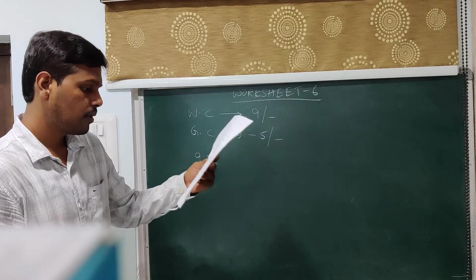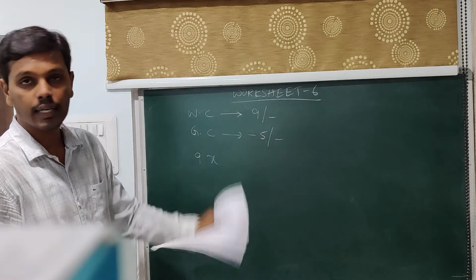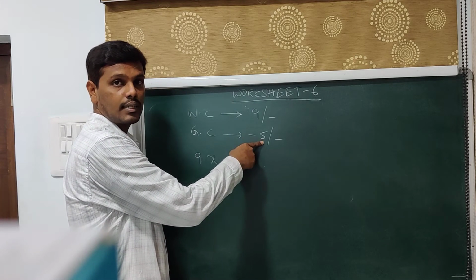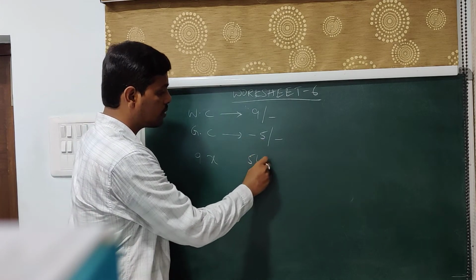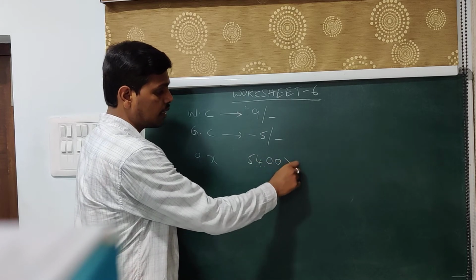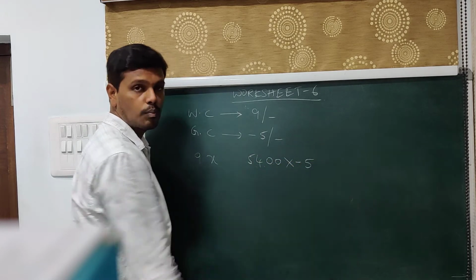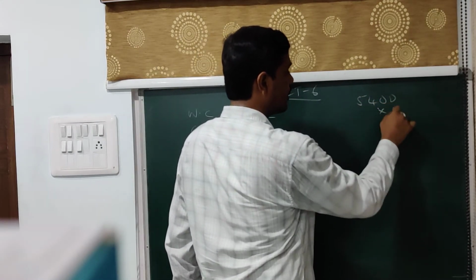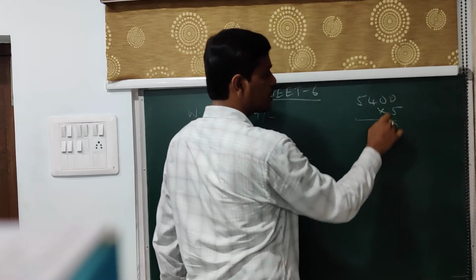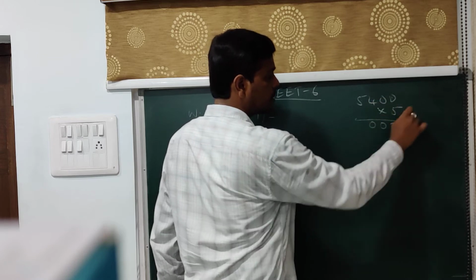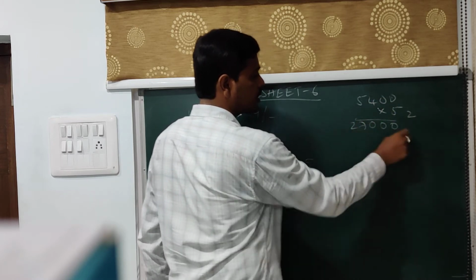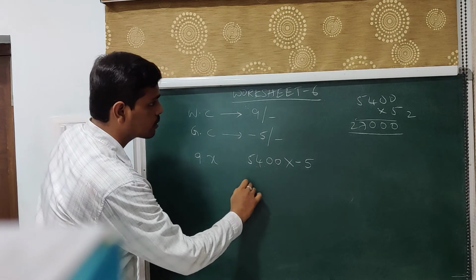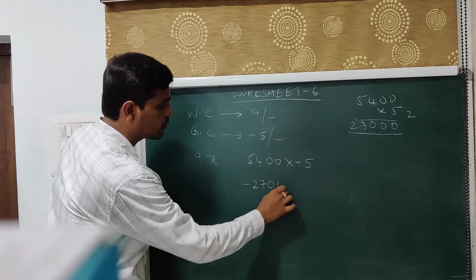Now they are selling 5,400 grey bags. And on one grey bag they are getting minus 5. On 5,400 grey bags they will get 5,400 into minus 5. Let's calculate this. 5,400 into 5: 5 zeros are 0, 5 zeros are 0, 5 4s are 20, 0, 2, 5 5s are 25, 26, 27. So this is minus 27,000.